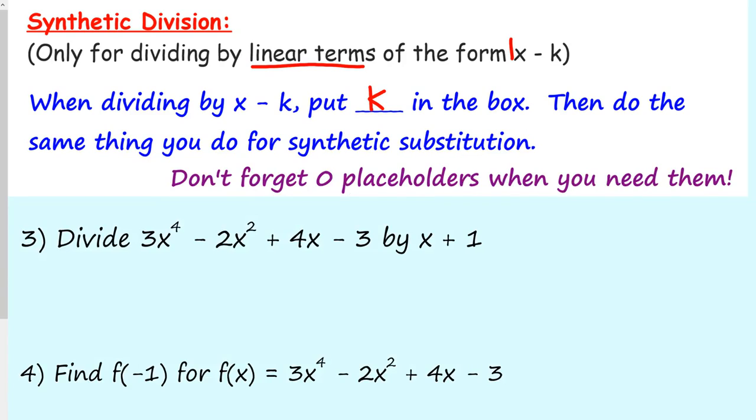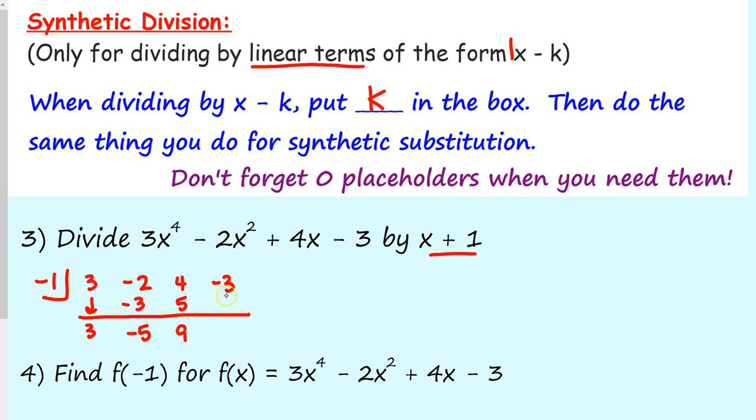So let's try this. So we have a division problem, but instead of using long division, I'm going to use synthetic division. So if I'm dividing by x plus 1, I put negative 1 in the box. And the coefficients of my dividend go in a row. So 3, negative 2, 4, negative 3. Doesn't look like we need any placeholders this time. Bring down the 3, multiply by the number in the box, write it down and add. Multiply by the number in the box, write it down and add. Multiply by the number in the box, write it down and add.